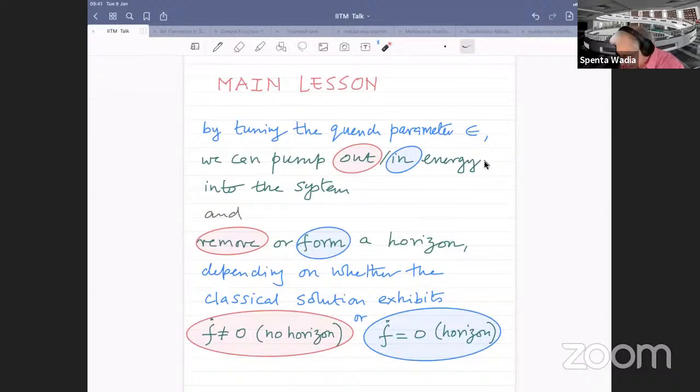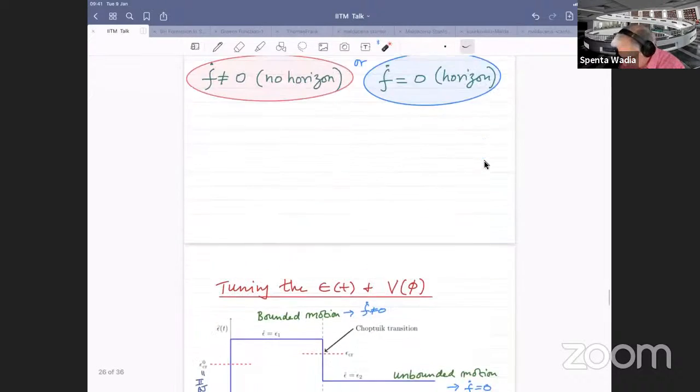Okay, so the main lesson over here that we have learned is that by tuning the quench parameter epsilon, we can pump out or put in energy into the system. And if you pump out energy, meaning if you put a refrigerator there, then the horizon goes away. And if you pump in energy, you can form a horizon, depending on whether the classical solution exhibits these two properties, whether the Jacobian is not zero or whether the Jacobian vanishes. Okay, so this is the main lesson which I wanted to get across to you.